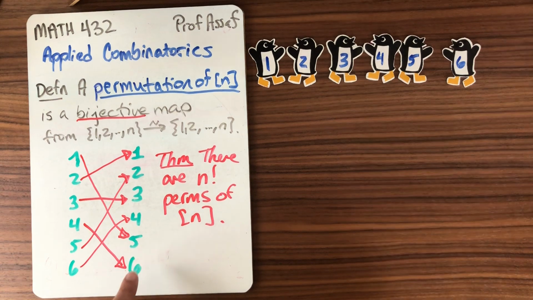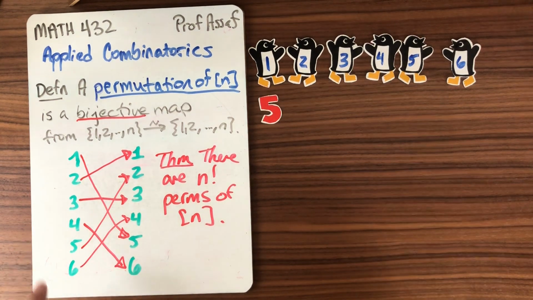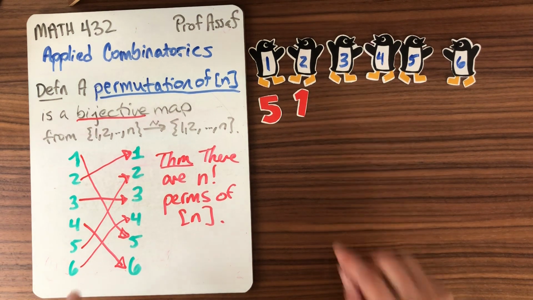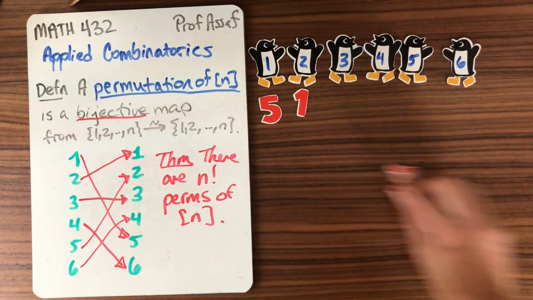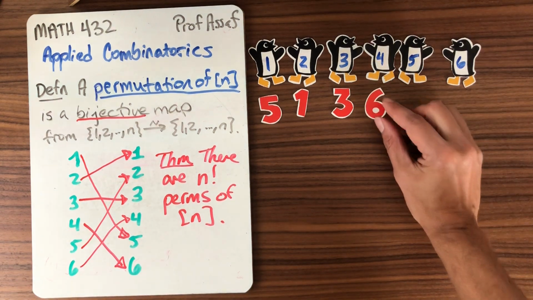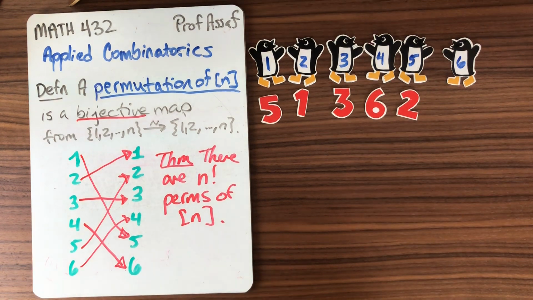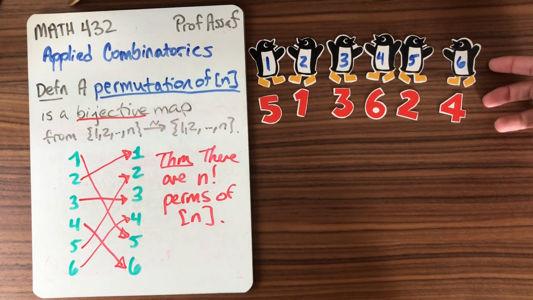So looking here, I map 1 to 5. And then where does 2 go? 2 goes to 1. 3 goes to 3. 4 goes to 6, 5 goes to 2, and 6 goes to 4. So if I write it like this, then I've written the permutation in what's called two-line notation.